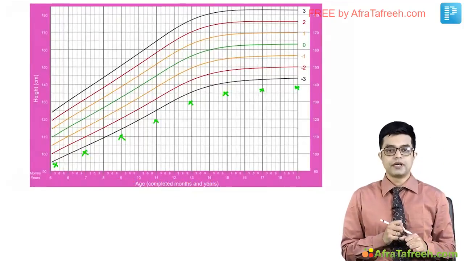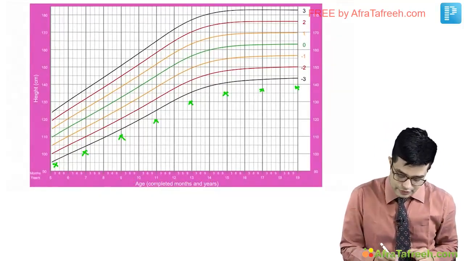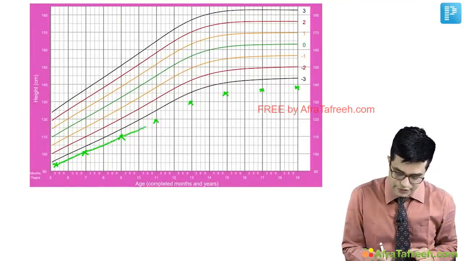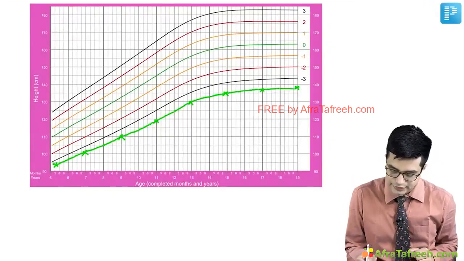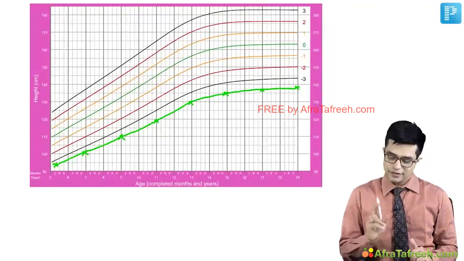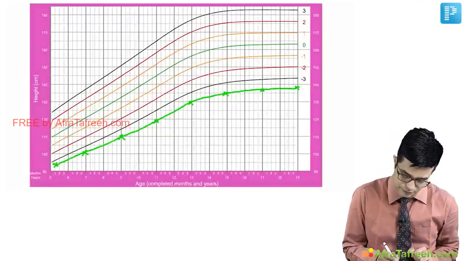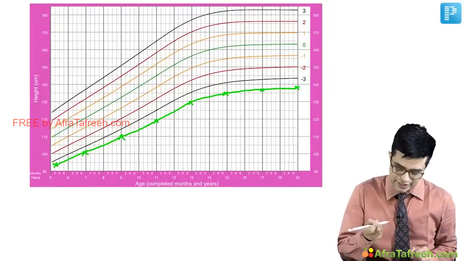Right? You try to plot it. I am plotting this green colored child, so this is getting plotted like this. Okay. Second child, he is plotted like this. I am using a different red colored pen.